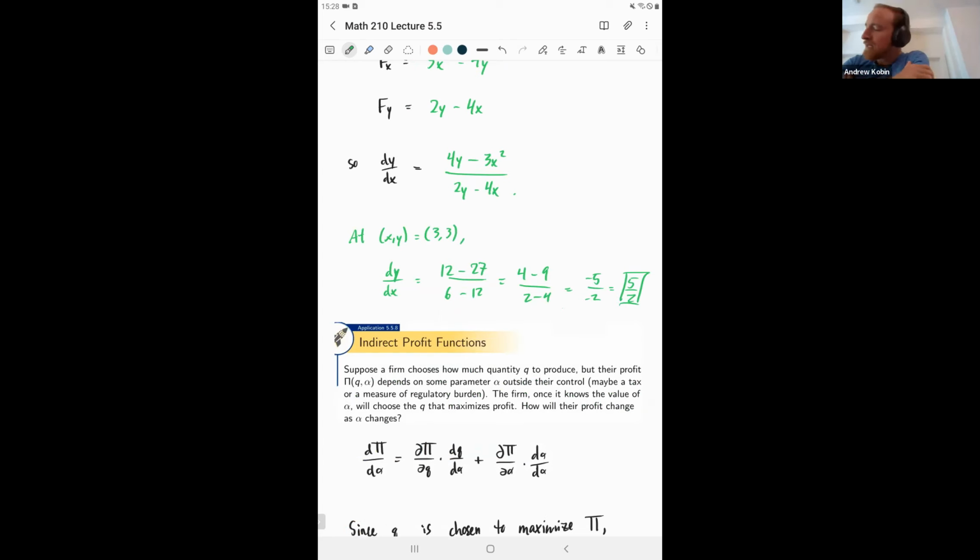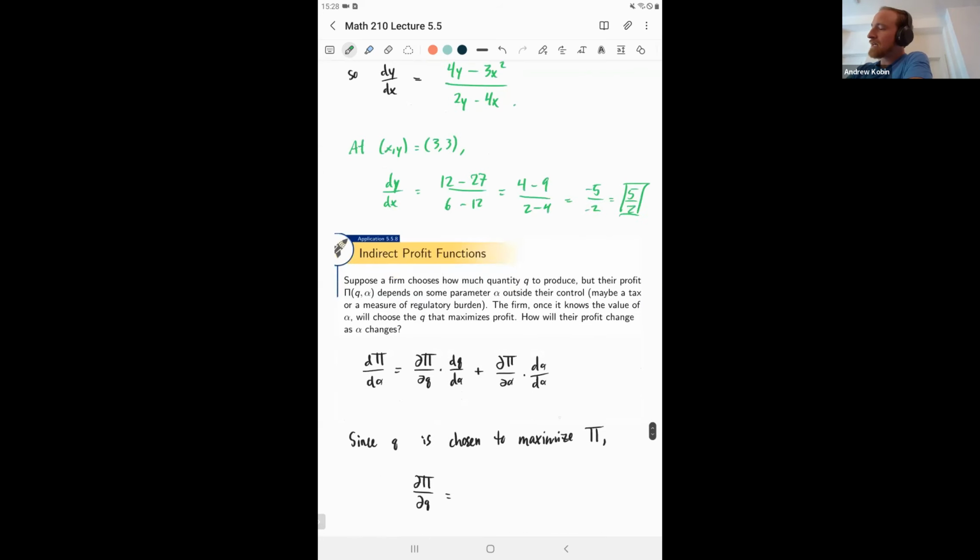D pi d alpha, the rate of change of profit with respect to that parameter alpha, is given by the chain rule: the partial of pi with respect to q times dq d alpha, however q changes according to alpha, and partial pi with respect to alpha times d alpha d alpha. And we have two things that we can work out here. First of all, we know that d alpha with respect to itself is 1. We've seen this happen a few times already.